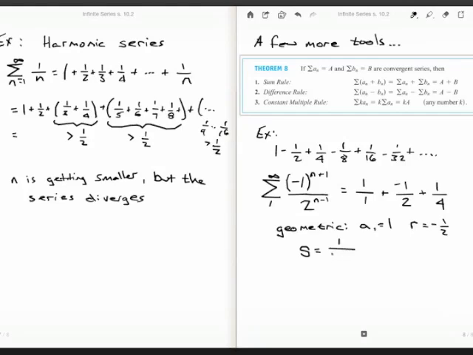So we know then that the sum must equal 1 over 1 minus -1/2, equals, well, that's 1 over 1 minus negative is plus, really, so 1 over 3/2. How do I do that? Flip that guy and multiply, right? So this equals 2/3.